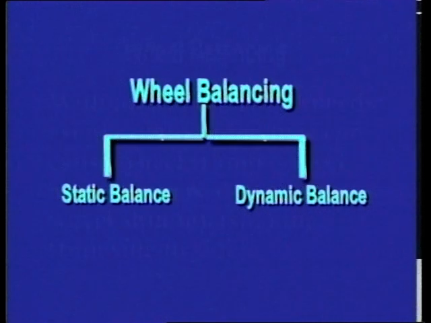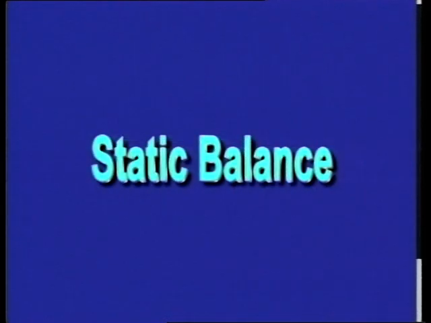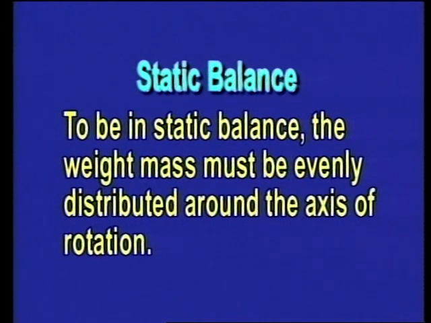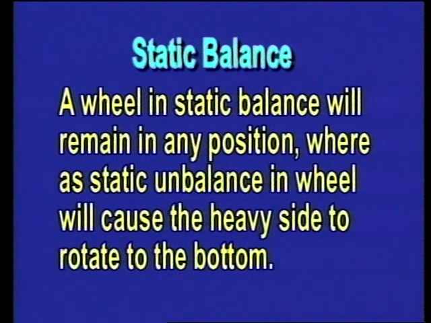Wheel assembly must be in both static and dynamic balance. Let us discuss static balance. To be in static balance, the weight mass, meaning the quantity of weights which we are adding to the wheel, must be evenly distributed around the axis of rotation. A wheel in static balance will remain in any position, whereas a statically unbalanced wheel will cause the heavy side to rotate to the bottom.